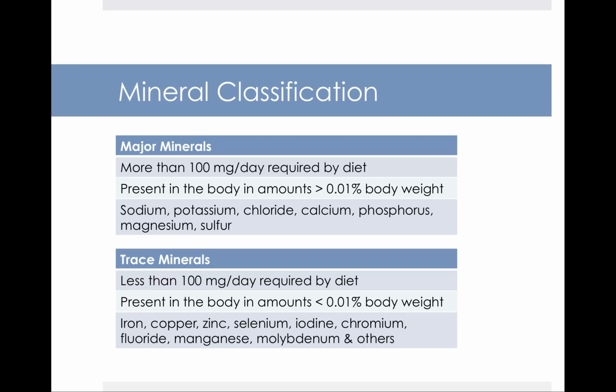You can see the major minerals that are listed here: sodium, potassium, chloride, calcium, phosphorus, magnesium, and sulfur. Now, it's not to say that if a mineral is listed as a major mineral that it's more important than a trace mineral, because of course you see under the trace minerals something very important, for example, like iron. The other trace minerals include things like copper, zinc, selenium, iodine, chromium, fluoride, manganese, molybdenum, and a few other minor minerals that we won't be studying in this course.